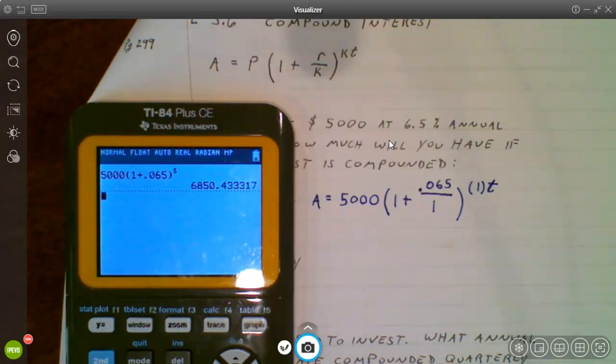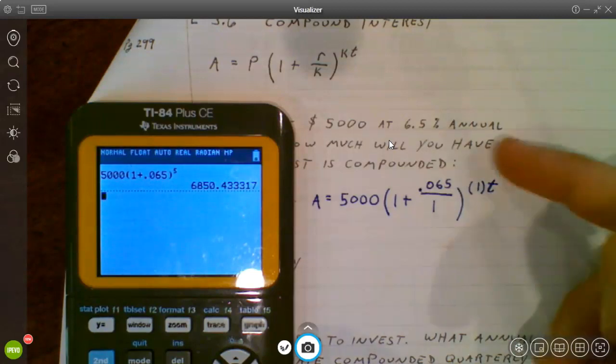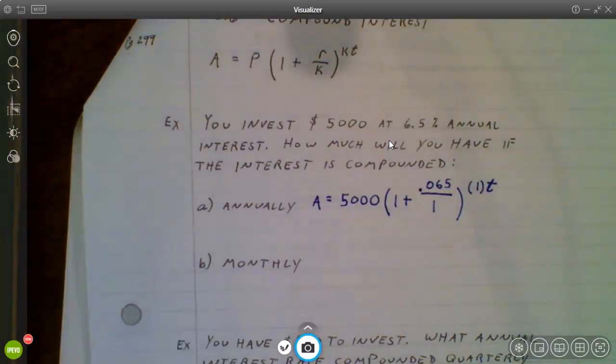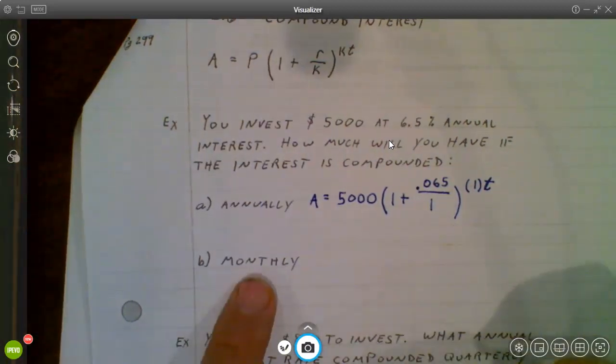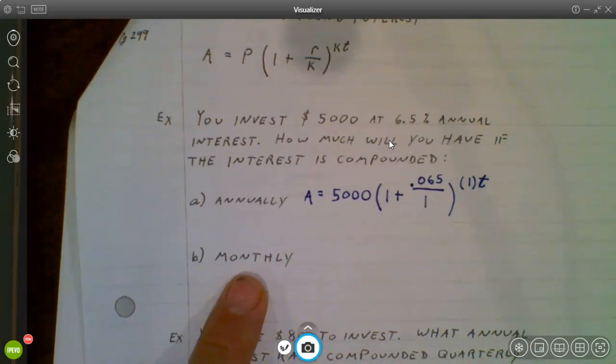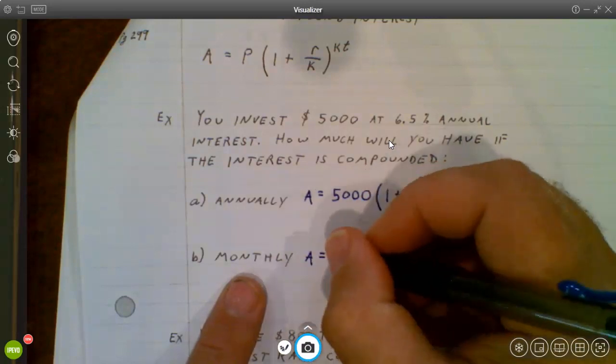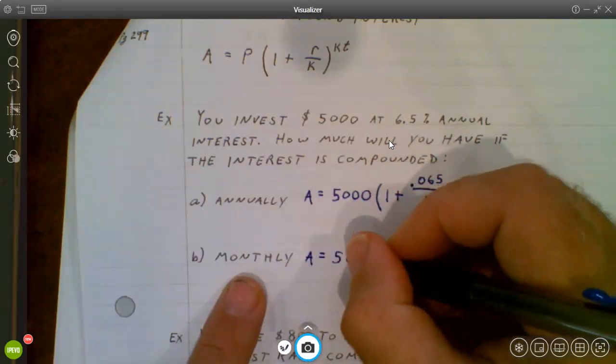If you look at it this way, how much interest did you make? If you started with 5,000 and now you're up to this, that difference, the $1,850, is the interest that you earned over those 5 years. So leaving it in terms of T allows you to apply any number of years you want. So what if it was monthly instead of annually? My interest is going to get compounded more often this way, so I should make more money if we do this right, because I'm getting interest more often.